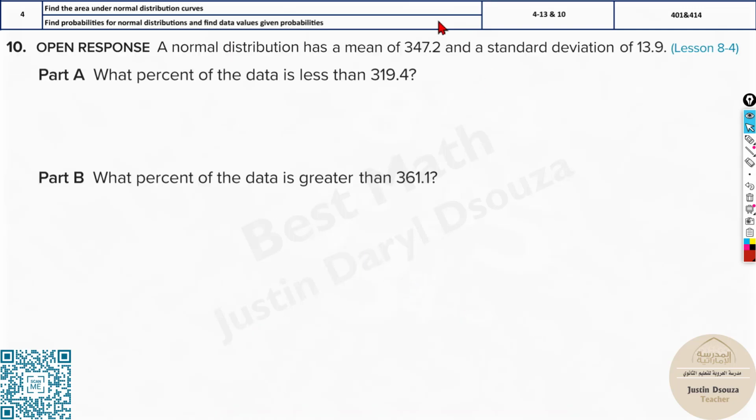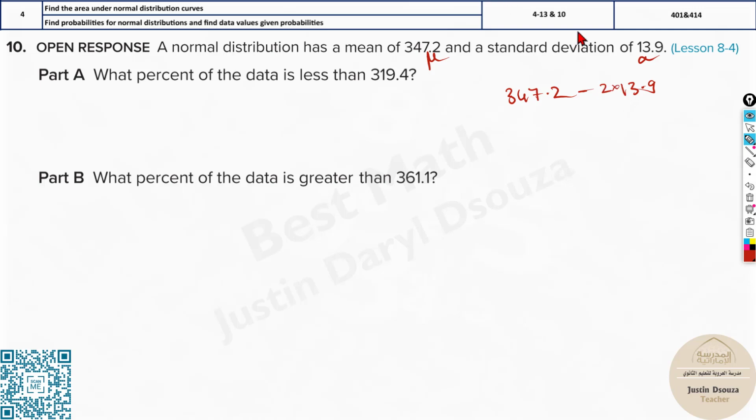And the last problem here we have, it's an open response question. A normal distribution has a mean of 347.2 and a standard deviation of 13. It's just like what we had done a while ago. Mean is given as mu, standard deviation by sigma. What percent of data is less than this? Now, how can you find this? The easiest way would be trying in your calculator. I'm sure it's not one time 13 minus this. You should try whether it's two times, three times, four times.